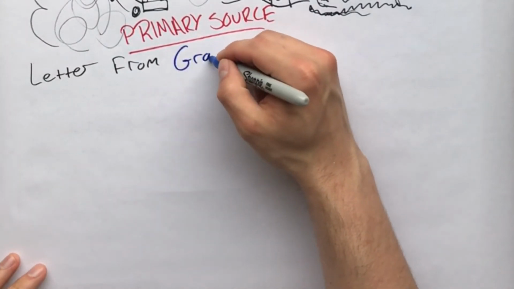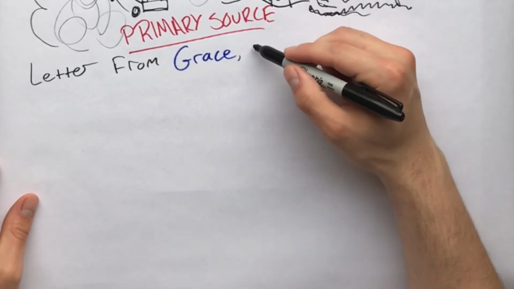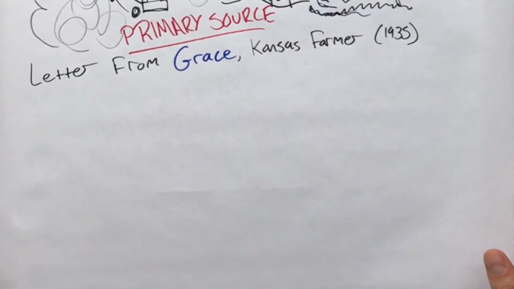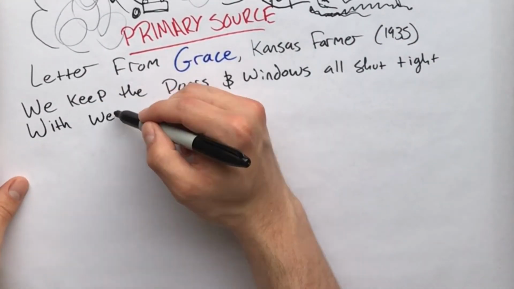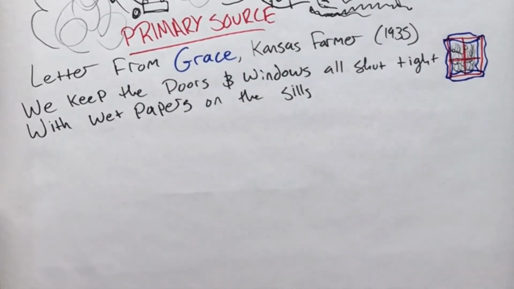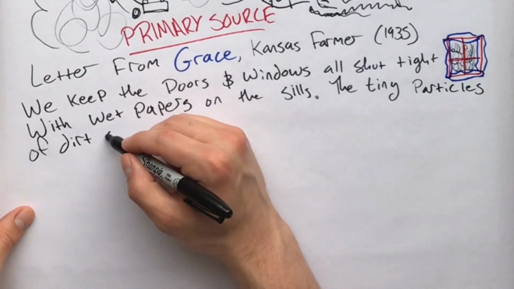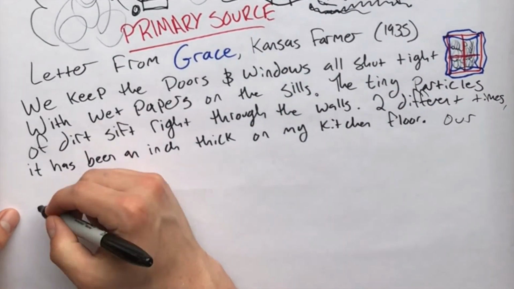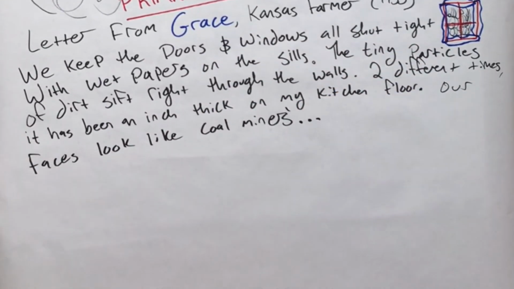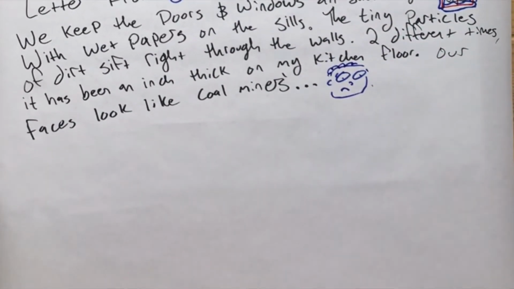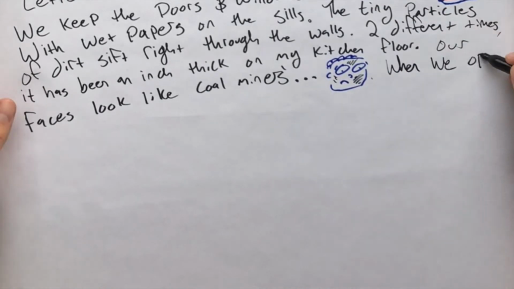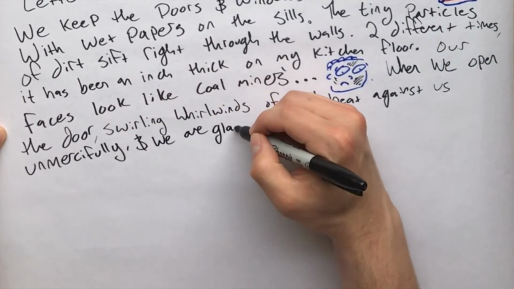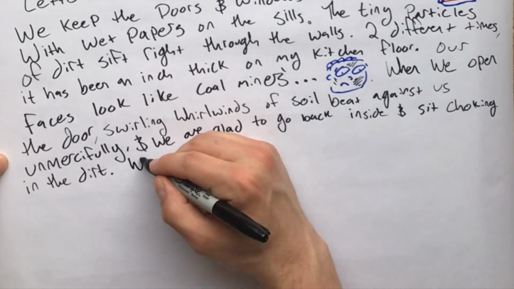For our primary source today, let's look at a description of the Dust Bowl from a farmer in Kansas named Grace in 1935. We keep the doors and windows all shut tight, with wet papers on the sills. The tiny particles of dirt sift right through the walls. Two different times it has been an inch thick on my kitchen floor. Our faces look like coal miners. Our hair is gray and stiff with dirt, and we grind dirt in our teeth. When we open the door, swirling whirlwinds of soil beat against us unmercifully, and we are glad to go back inside and sit choking in the dirt.